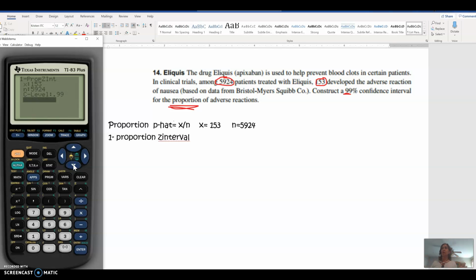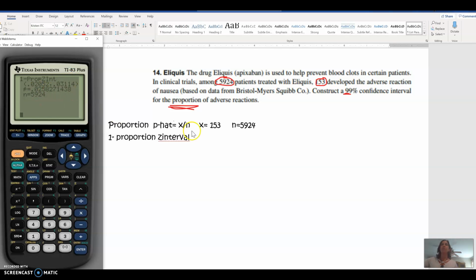So the final response is going to be, I am 99% sure that the real proportion of people who would get sick from this drug is going to be in the interval my calculator is going to tell me. So the calculator is giving me the interval between 0.02, let's round to 3 decimals, between 0.021, I'm rounding this up because I have a 5, and 0.031. This one stays a 1 because the place after it is a 1.